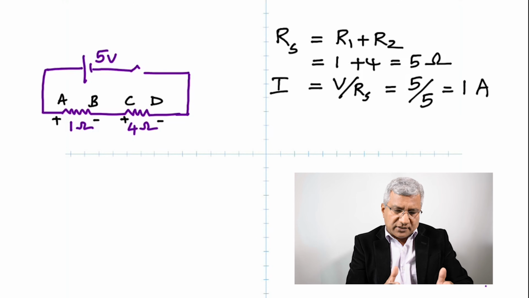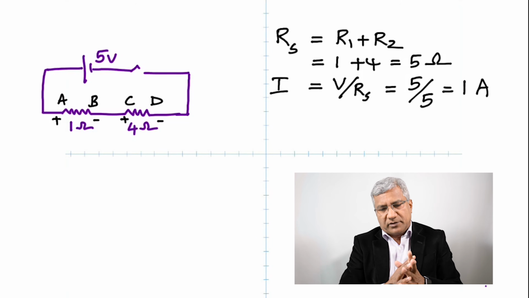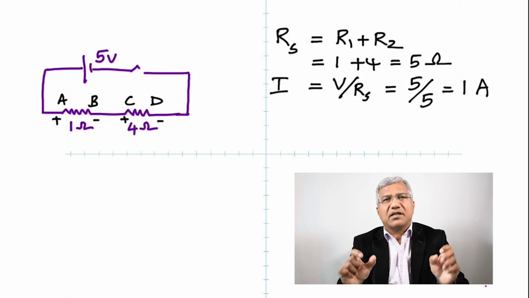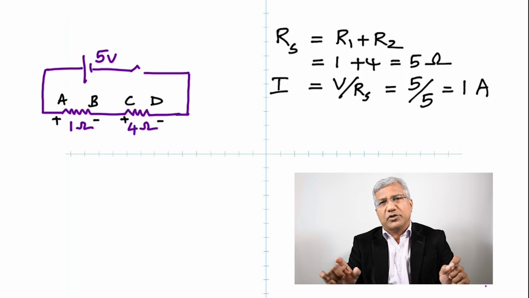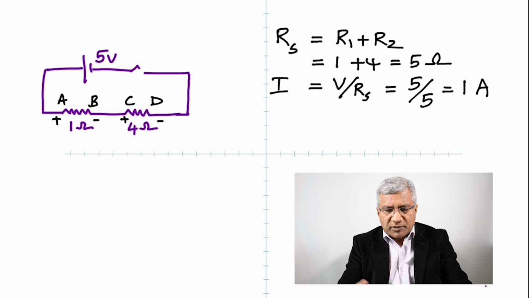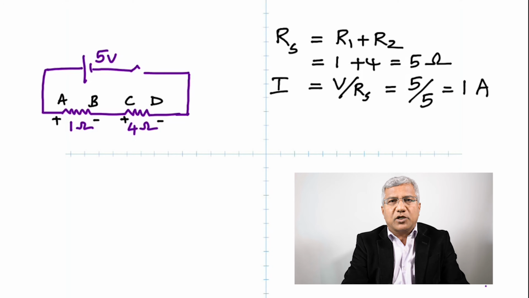So what is the current through the 1 ohm? It's 1 ampere. What about the current through 4 ohms? It's also 1 ampere. Why? Because when the resistors are in series, the current flowing through them are equal. So if that be the case, let's find the potential drop across the 1 ohm.